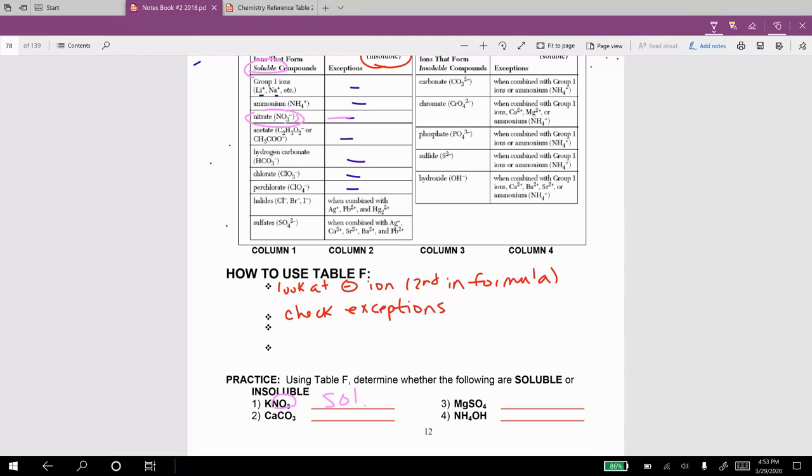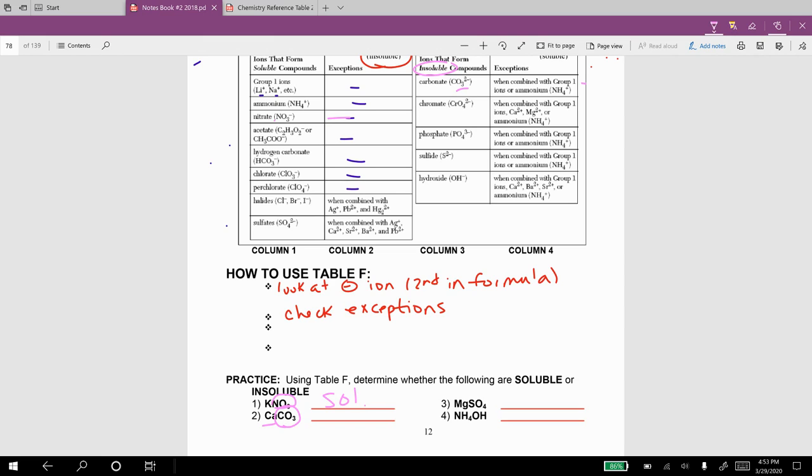Now let's check our next one, which is calcium carbonate. Let's find our CO3, because we're looking for our negative ion. There's our CO3. We're matching. So carbonates are insoluble. Okay, now check my exception. Is it with group number 1, or is it with an NH4?